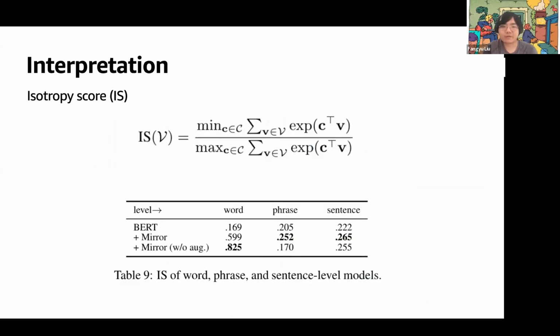We also offered quantitative analysis. In terms of this, we used an isotropy score, which was proposed by previous work. Basically, if this score goes higher, the space becomes more isotropic, which is the opposite of anisotropic, which means the data points are more evenly distributed in the embedding space. And we see that on word, phrase, and sentence levels, after applying Mirror-BERT, the space becomes more isotropic.